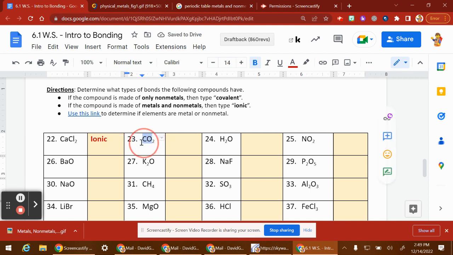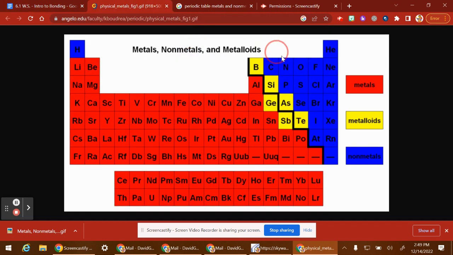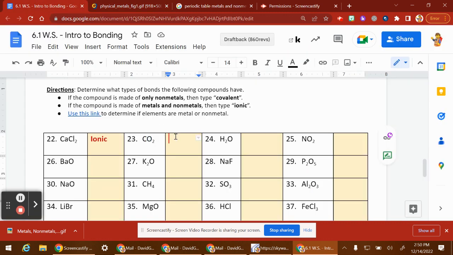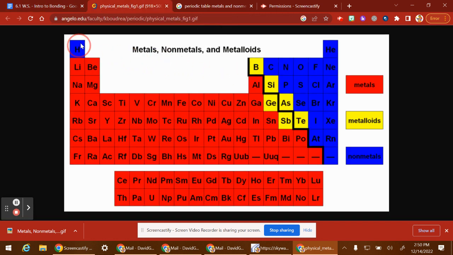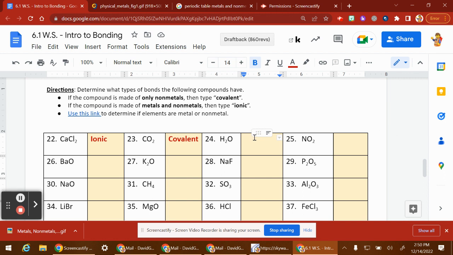All right. Let's try this one right here. CO2. So carbon and oxygen. Well, maybe you know this already, but carbon is a nonmetal, and so is oxygen. So nonmetal and nonmetal, that is covalent. All right. How about H2O? Let's take a look. Hydrogen and oxygen. Well, hydrogen is a nonmetal, and oxygen also a nonmetal. So nonmetal and nonmetal, it is covalent. A covalent bond where atoms share electrons by overlapping.